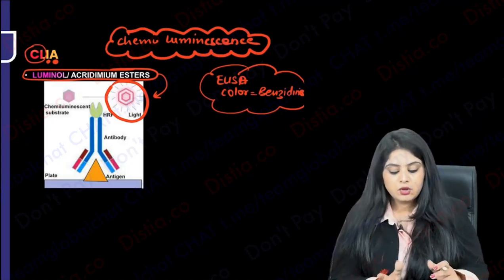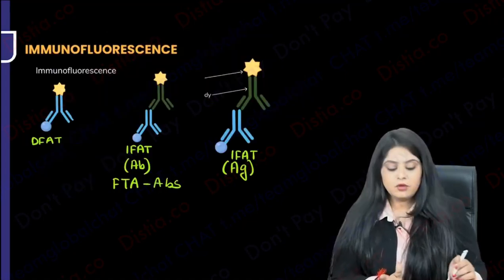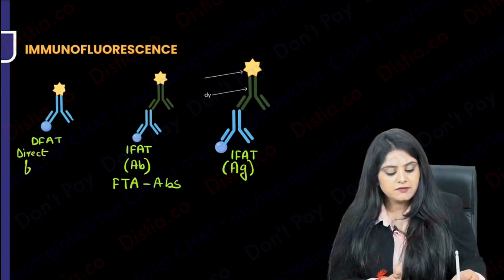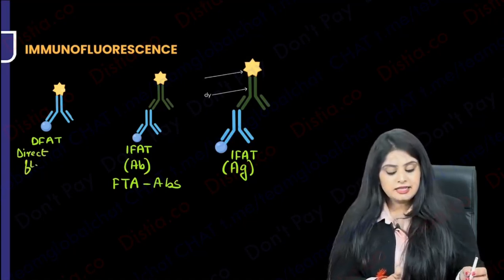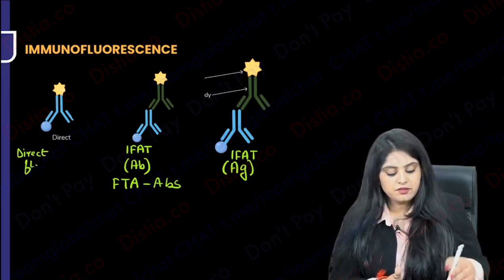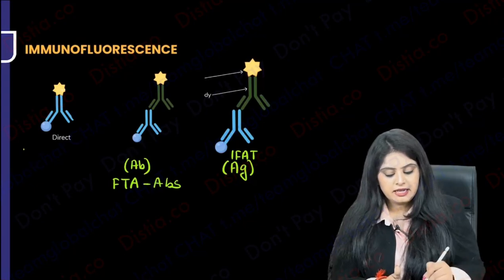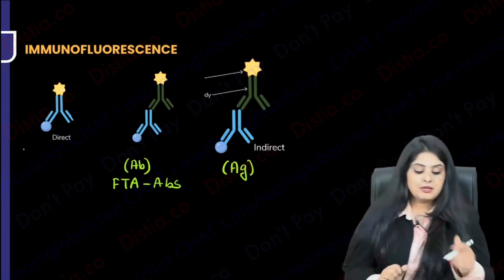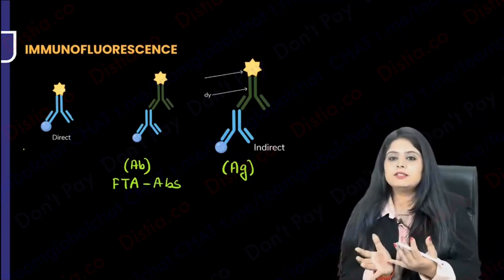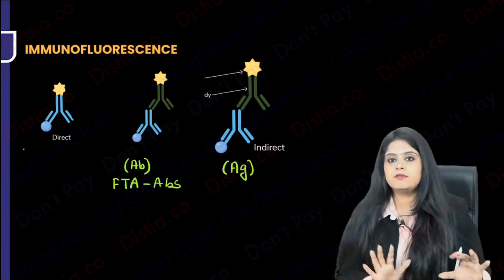Coming to the next, I'm sure all of you have also heard of immunofluorescence. What is it about immunofluorescence that you have to know? There is a direct immunofluorescence or direct fluorescent testing. Then there is an indirect fluorescent testing. So we are going to study all of it. We will repeat it once again. Direct and indirect. Okay? Now, I teach it a little differently in comparison to how others teach it, because this one slide will give you everything.